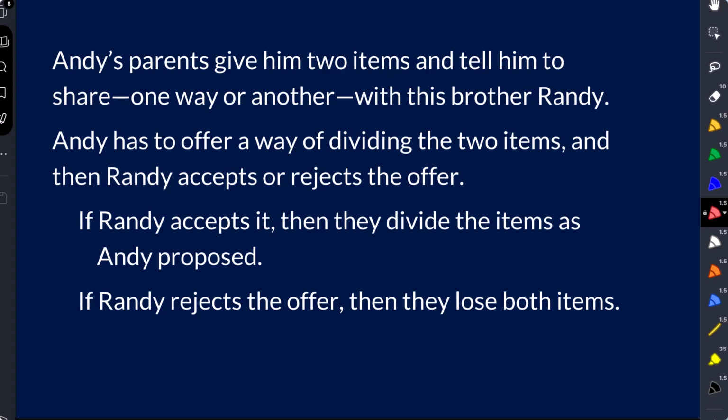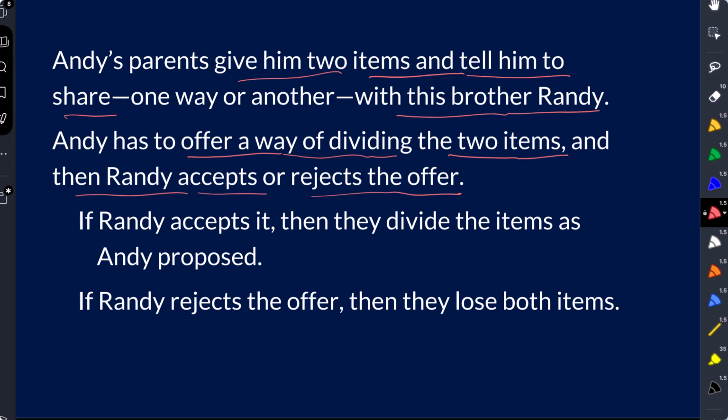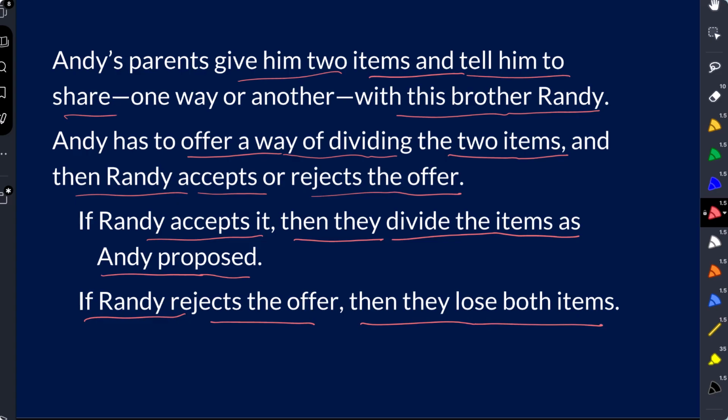Okay, Andy's parents give him two items and tell him to share one way or another with his brother Randy. So Andy has to offer a way of dividing the two items, and then Randy accepts or rejects the offer. If Randy accepts, then they divide the items as Andy has proposed. And if Randy rejects the offer, then they lose both items.